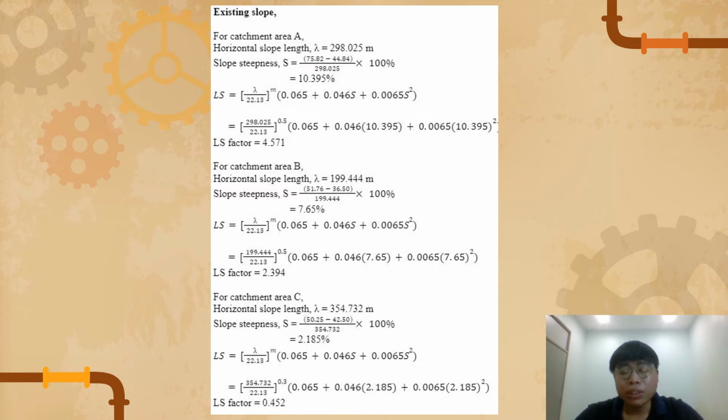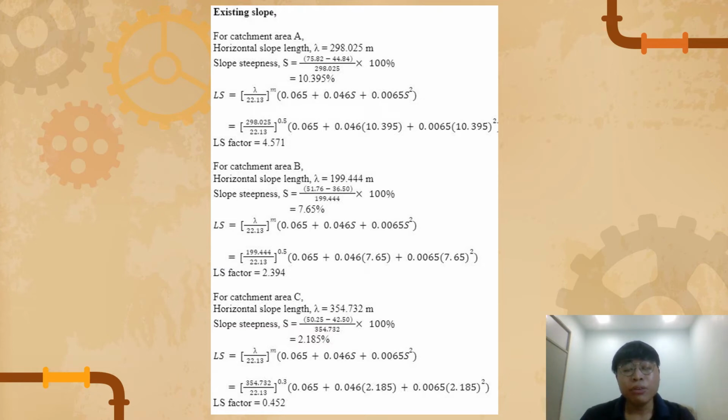So we get 10.395%, and we substitute it into the formula to get the LS factor of 4.571. Similar to catchment area B, we analyze the length of the horizontal slope, and then we get the elevation from the existing contour map. We get 7.65%. We apply it into the LS factor formula to get 2.394.